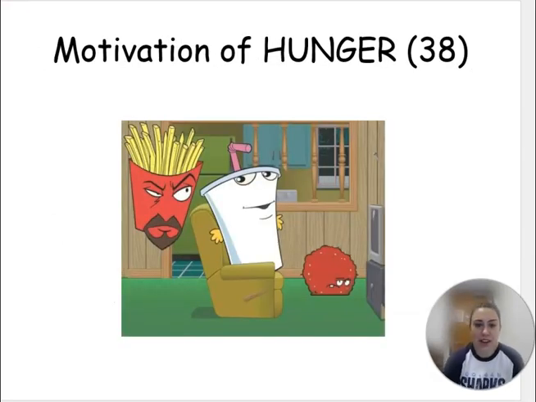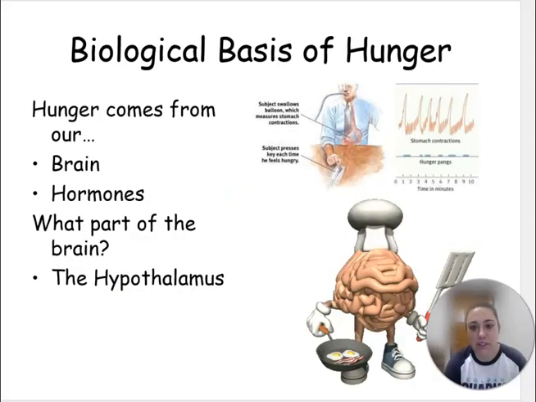All right, so we're going to move in now to everyone's favorite topic, food, and talk about the motivation of hunger. This is number 38. So why are we motivated to eat food? Biologically, we need food to survive, and so our body will produce hunger cues. It comes from our brain and it comes from our hormones. So we have our nervous system and our endocrine system working together. We have already talked about this, but we'll review a little bit which part of your brain is commanding the endocrine system. That is the hypothalamus. And specifically for hunger, you have the lateral hypothalamus and the ventromedial hypothalamus.